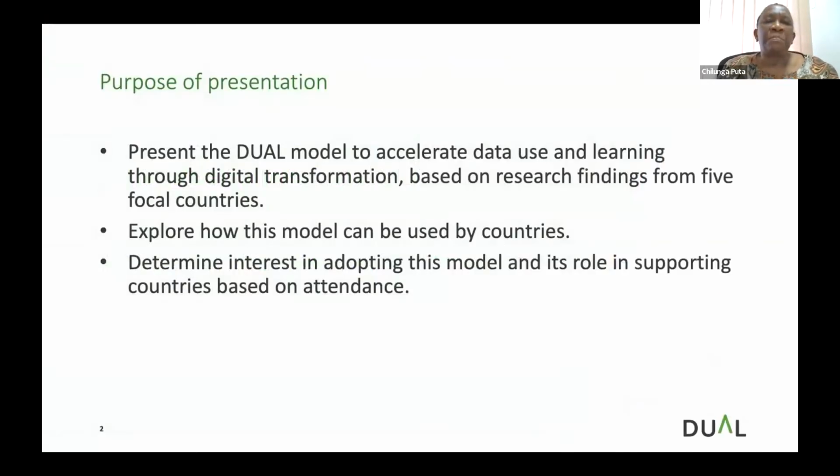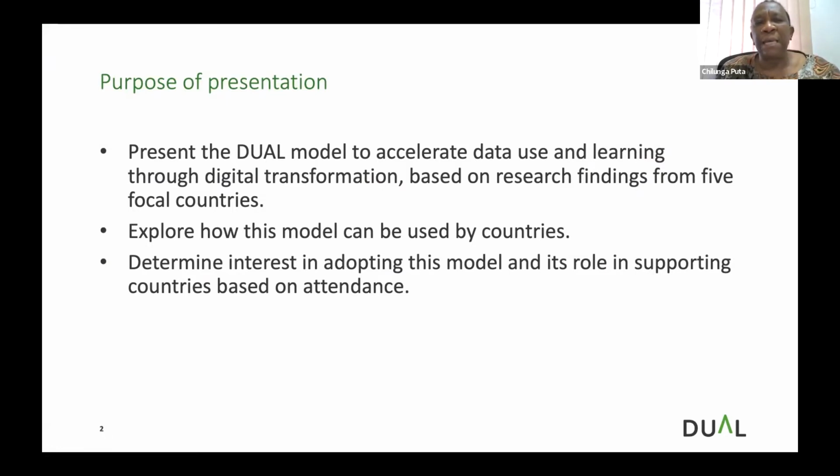As I go through this presentation, what I really want to do is to present the dual model as we see it now. And please keep in mind that what I'm going to show you is a wireframe. We will be having an advanced model or diagram later on, but the content will not change much. It will just be the presentation.